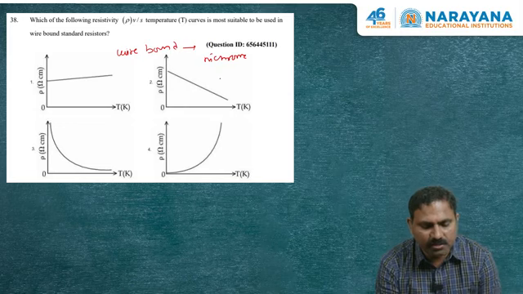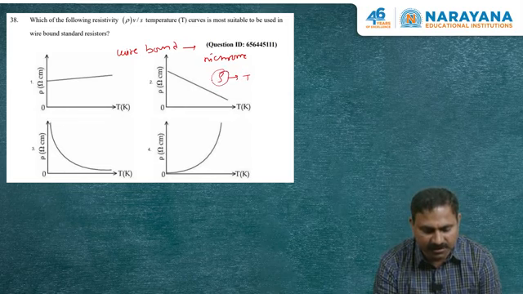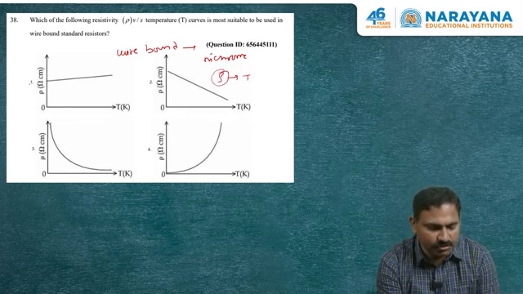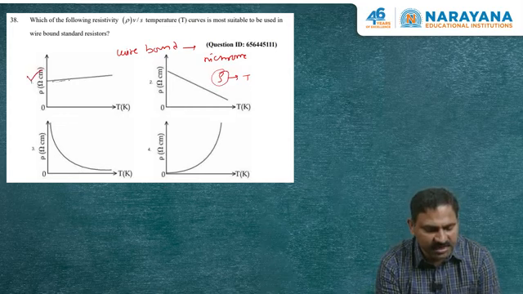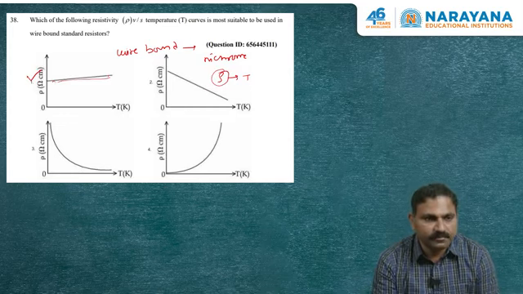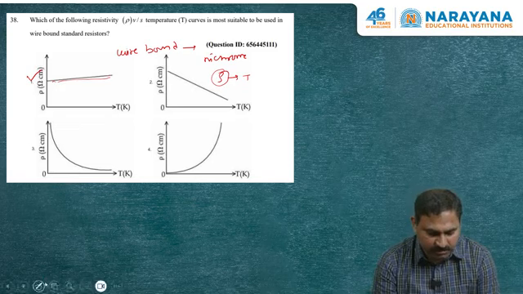In case of nichrome, resistivity varies very slowly with temperature. Almost it is independent of temperature. So here the corresponding graph is shown with only the first option. Here the variation is very small. Let us go to the next question.